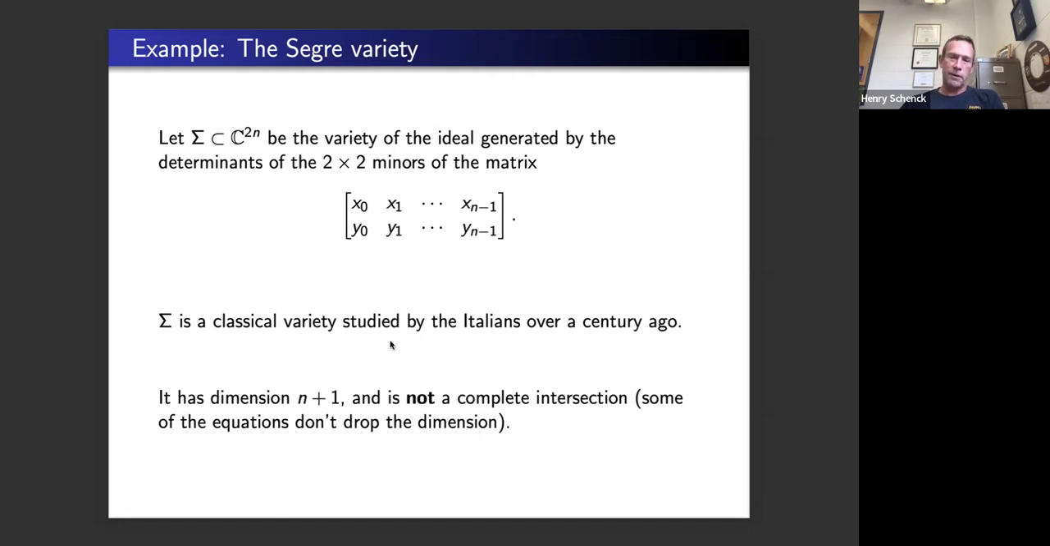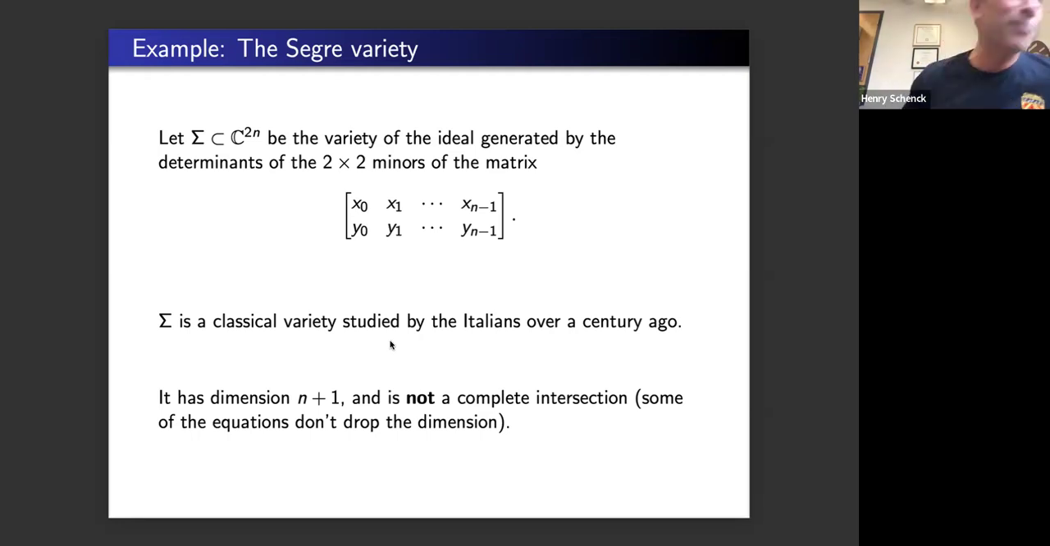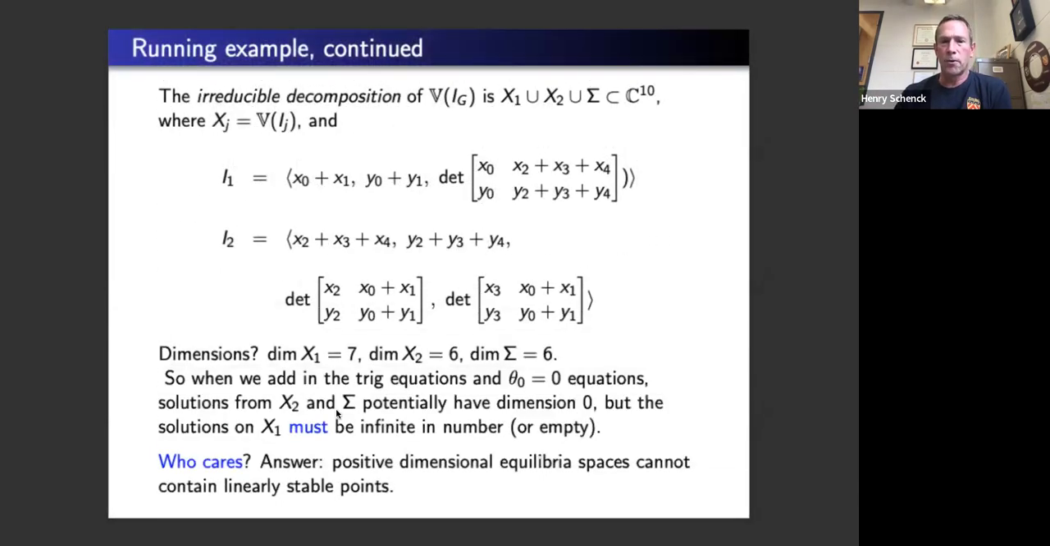So this is one of the oldest varieties in the book. If you pick up Joe Harris's book on algebraic geometry or something, the Segre variety and Veronese variety are some of the first classical varieties one studies. The Segre variety is not a complete intersection and has dimension n plus 1. So what? For our little toy example, here's the primary decomposition.